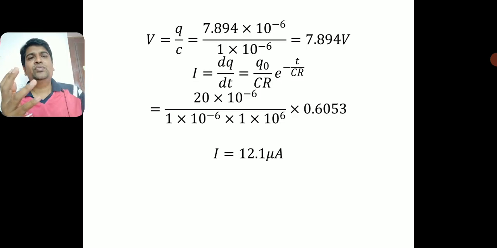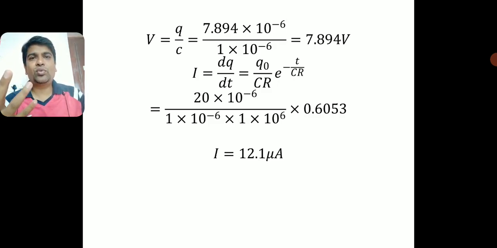Right. So we need to find the potential. Second thing is the potential. Potential is Q by C. Q and C are very well known. Q is just calculated and C is given. Substitute these two, and you will get the potential across the capacitor as 7.894 volt. Okay, potential is done.